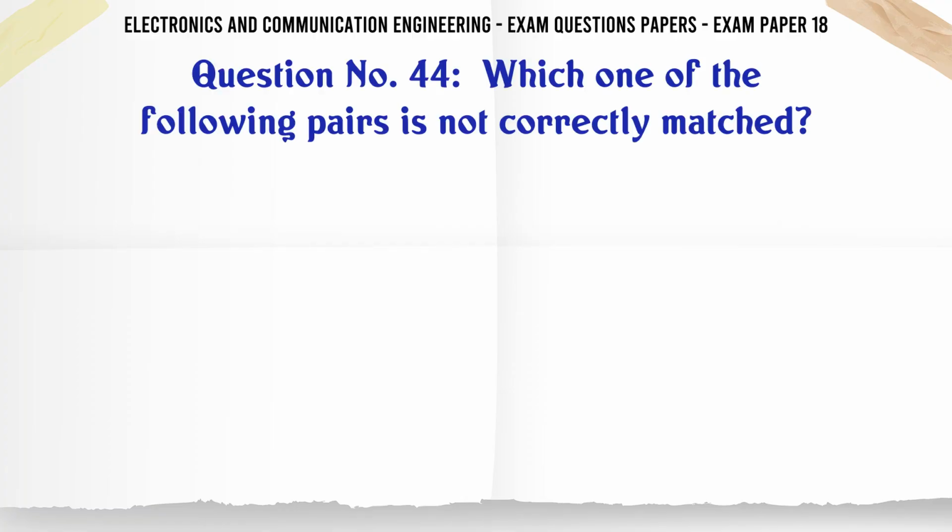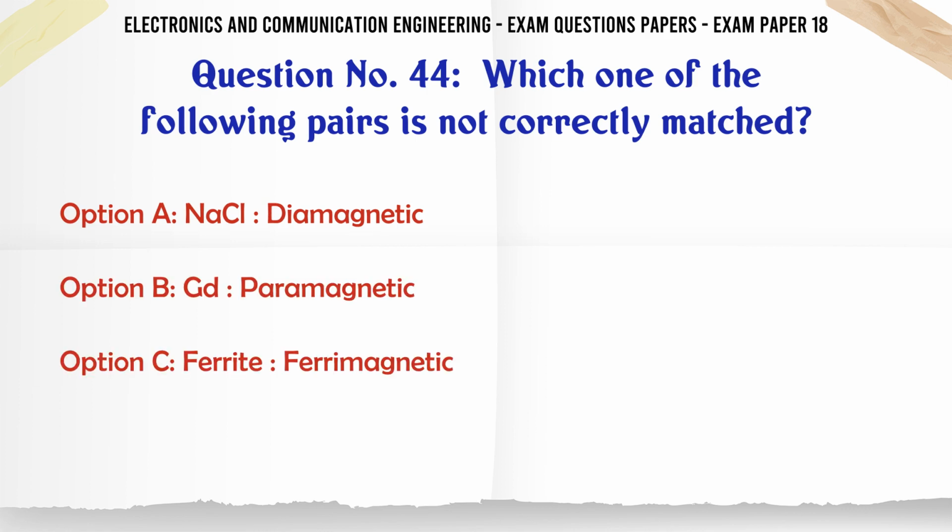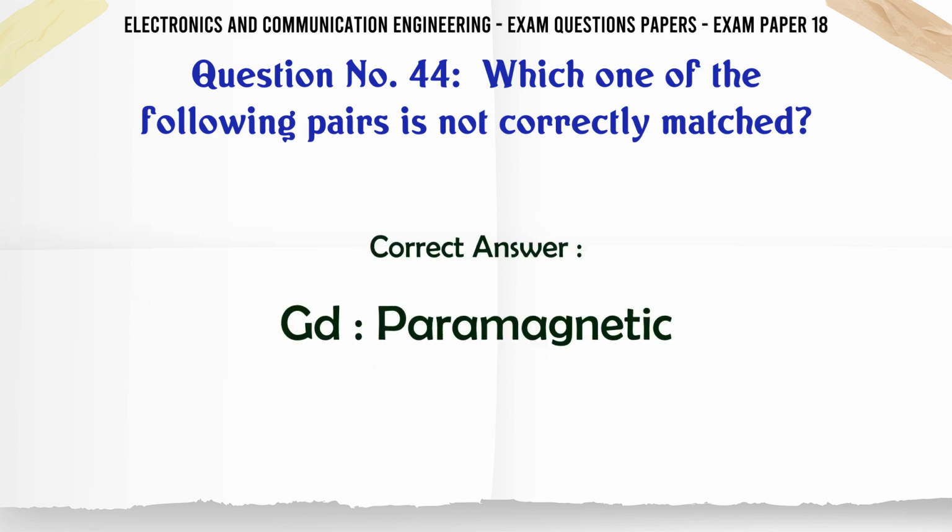Which one of the following pairs is not correctly matched? A. NaCl, diamagnetic. B. Gd, paramagnetic. C. Ferrite, ferrimagnetic. D. Cr2O3, ferromagnetic. The correct answer is Gd paramagnetic.